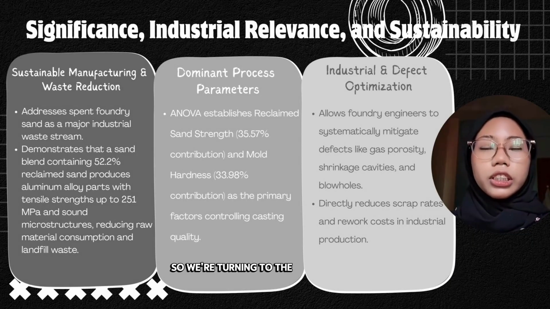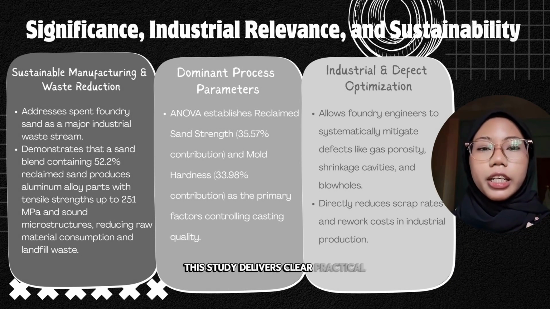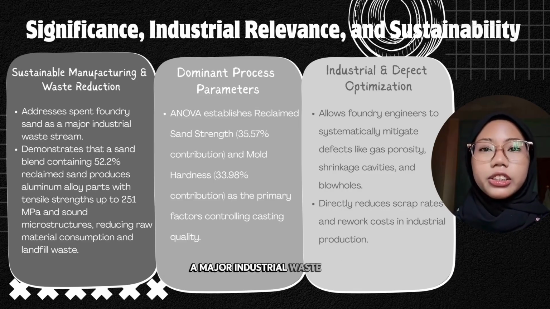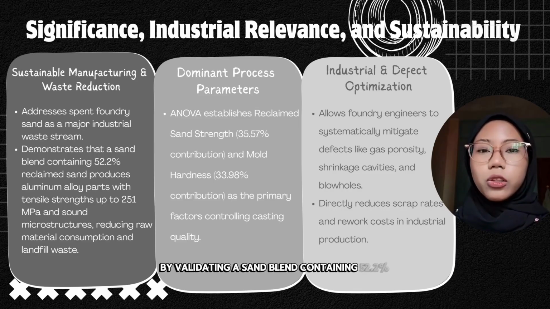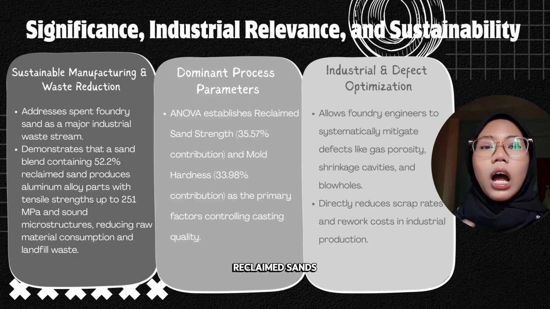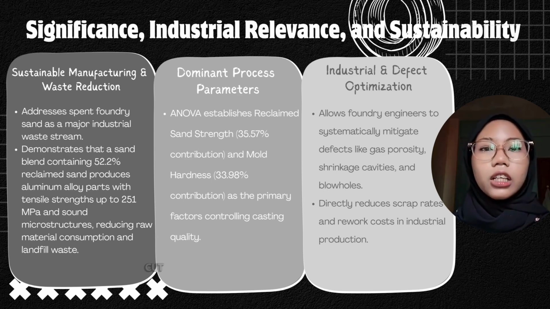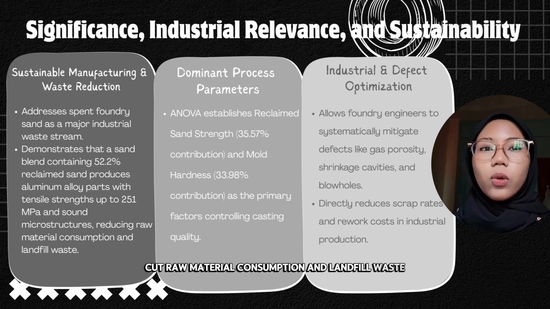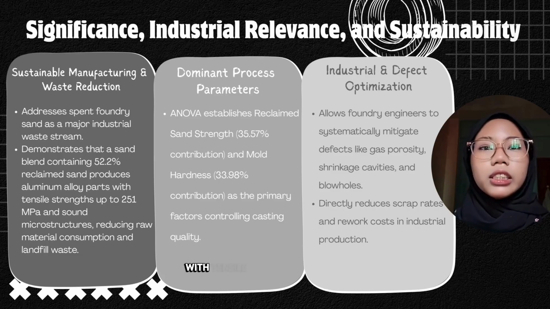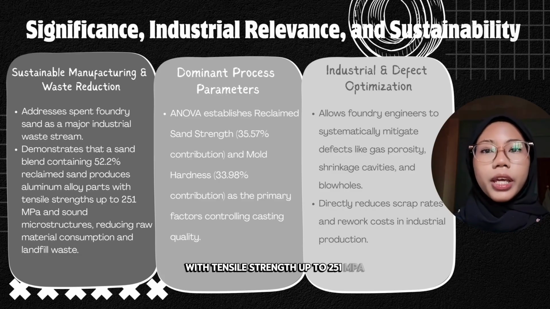So we're turning to the research impact. This study delivers clear practical value by directly addressing spent foundry sand, a major industrial waste stream, by validating a sand blend containing 52.2% reclaimed sand. The authors demonstrate that foundries can cut raw material consumption and landfill waste while still achieving high mechanical performance, with tensile strength up to 251 MPa.